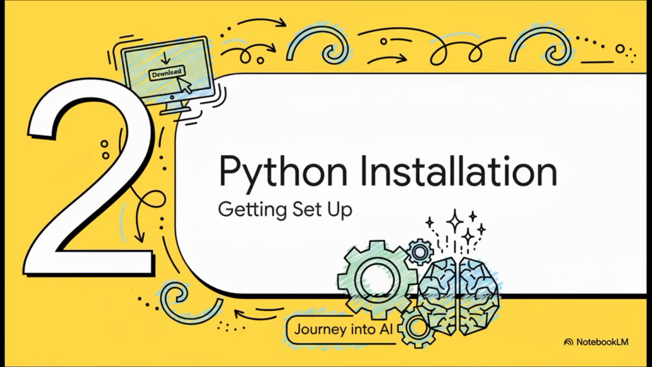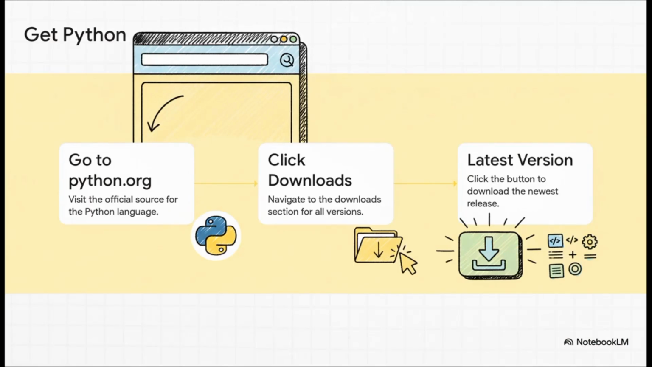Okay, enough talk. Let's get our hands dirty. This is where we take our first real step. We are going to get Python on your machine and get you totally set up for your big journey into AI. And honestly, it's super straightforward. First thing, just pop open your web browser and head over to python.org. That's the official spot. Once you're there, you'll see a Downloads tab. Give that a click. You can't miss it. There's going to be a big button with the latest version number right on it. Just click that. That'll start your download.